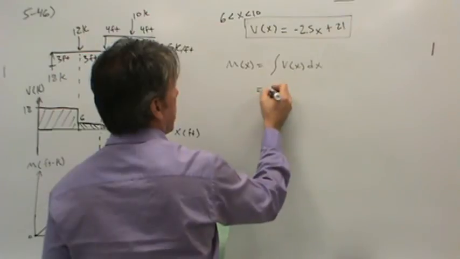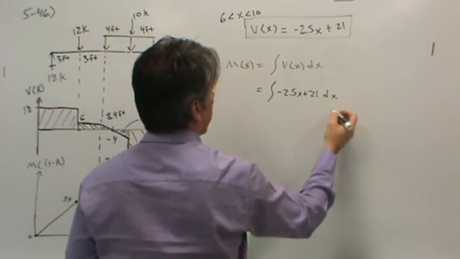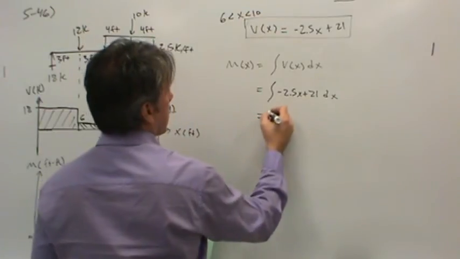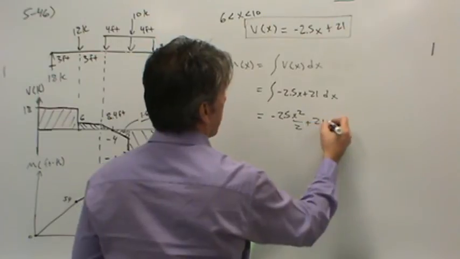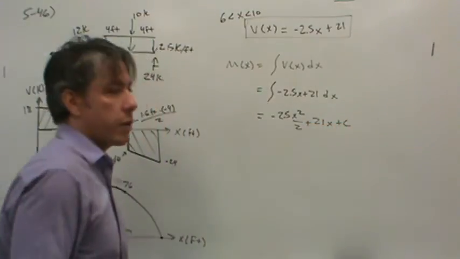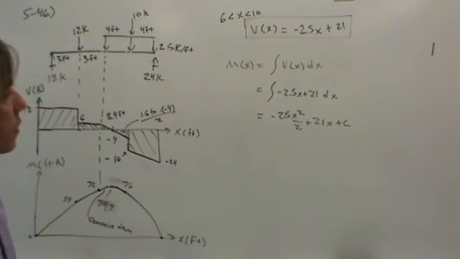Okay. So that means we need to integrate negative 2.5x plus 21 dx. Well, that's easy. That's just negative 2.5x squared over 2 plus 21x plus some constant of integration. Notice I don't have limits here, so I have to add that constant of integration.